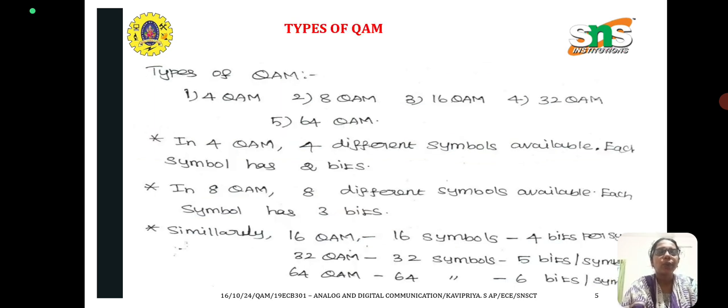The types of QAM are 4 QAM, 8, 16, 32 and 64. In 4 QAM, 4 different symbols are available, and each symbol has 2 bits. In 8 QAM, 8 different symbols are available, and each symbol has 3 bits. In 16 QAM, 16 symbols are available with 4 bits per symbol. In 32 QAM, 32 symbols are available, and each symbol has 5 bits. And in 64 QAM, 64 symbols are available and each symbol is of 6 bits.